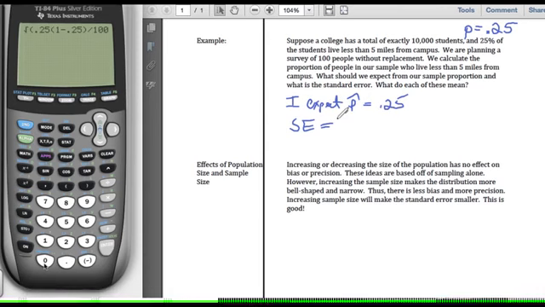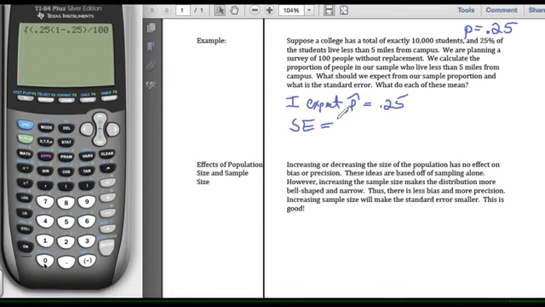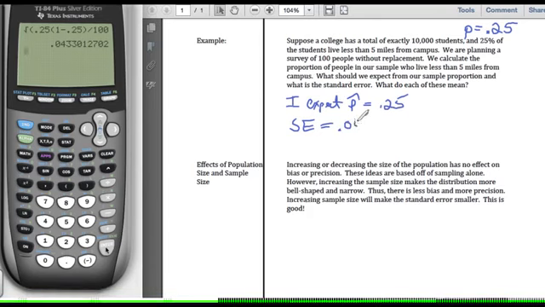You don't have to go piece by piece. You can type this in all at once. I just hit enter, and my standard error will be 0.043 if I round that to 3 places. And typically, we want to round standard error to 3 places, just like we did our standard deviation back in some earlier chapters. So I expect P hat to be about 25%. I expect the standard error to be about 4.3%.